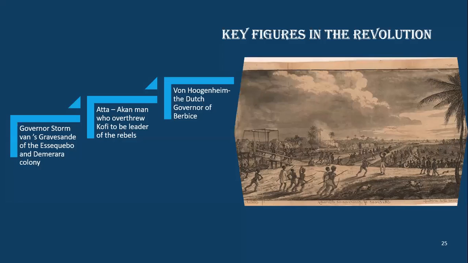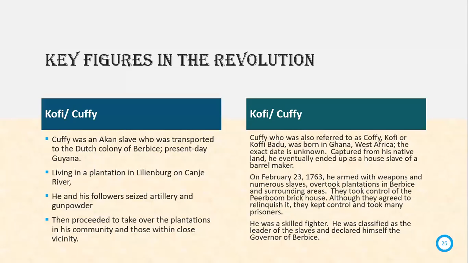Now we move on to key figures in the revolution. You had von Hugenheim, who, as we stated before, was the Dutch governor of Berbice. Atta, the Akan man who overthrew Coffee to become leader of the rebels, and you had Governor Storm van Gravesande of Essequibo and the Demerara colony. We saved the best for last.